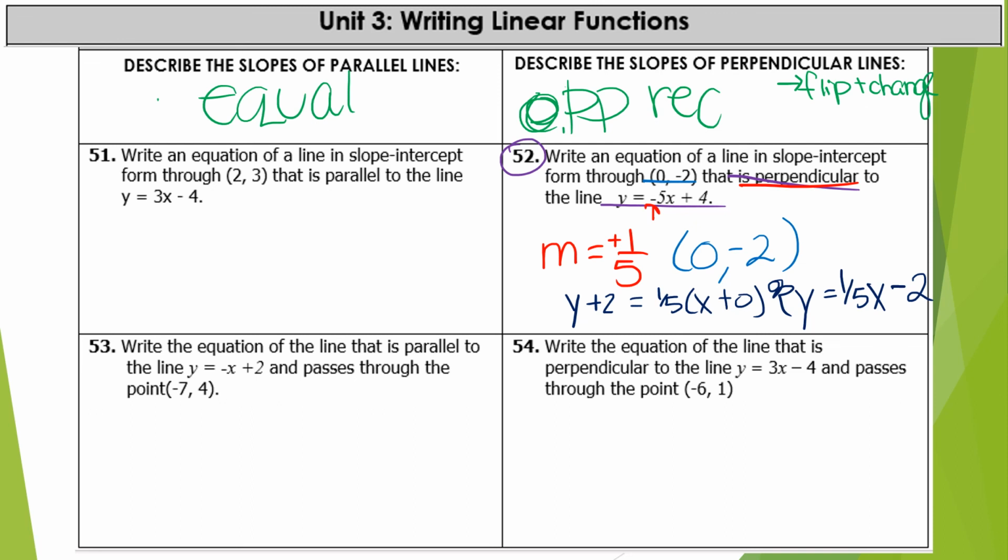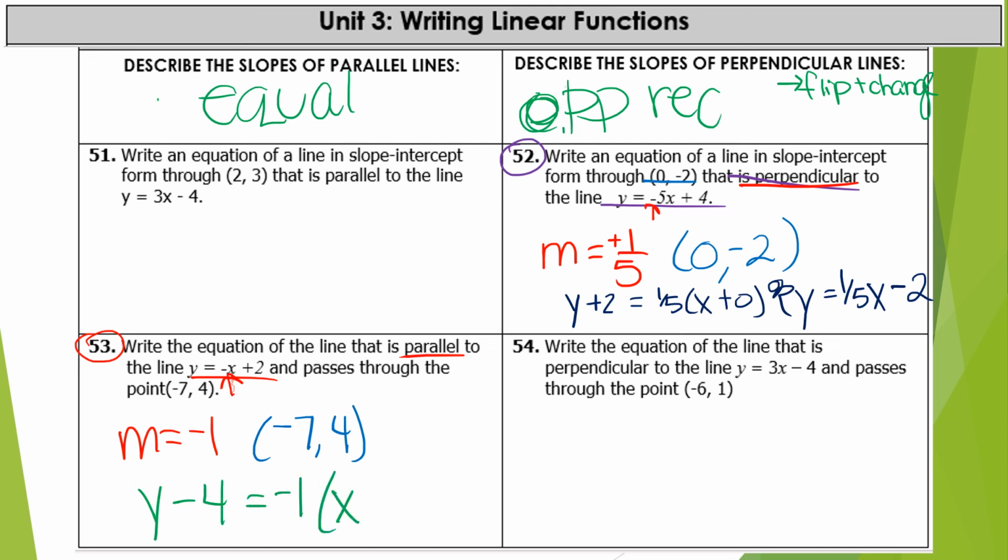Let's look at a parallel one, such as number 53. It says, write the equation of a line that's parallel to this line. Well, this line's slope is -1, so I want my line's slope to be -1. I want it to be the same. And I want to go through the point -7, 4. In this case, I have to write in point slope form. The y value is positive 4, I write minus 4. The slope's negative 1. The x says minus 7, so I write positive 7.